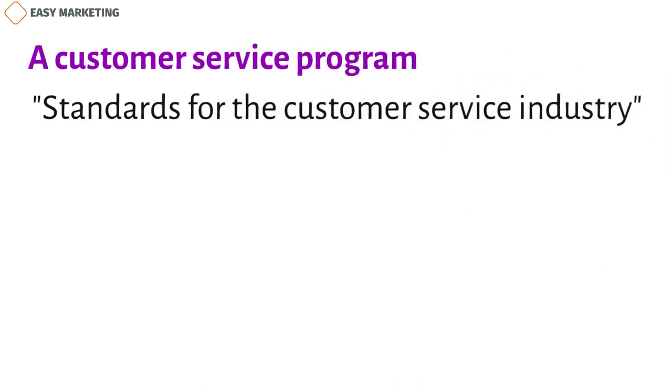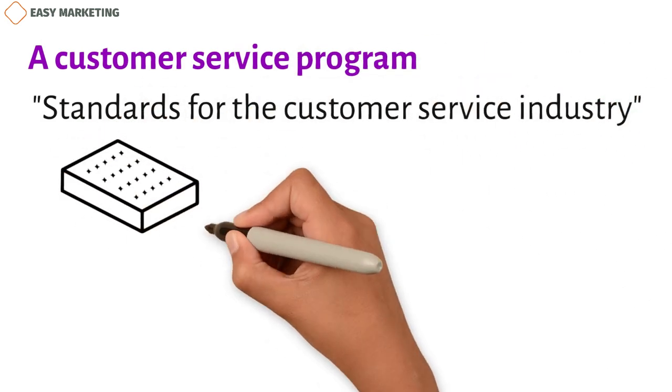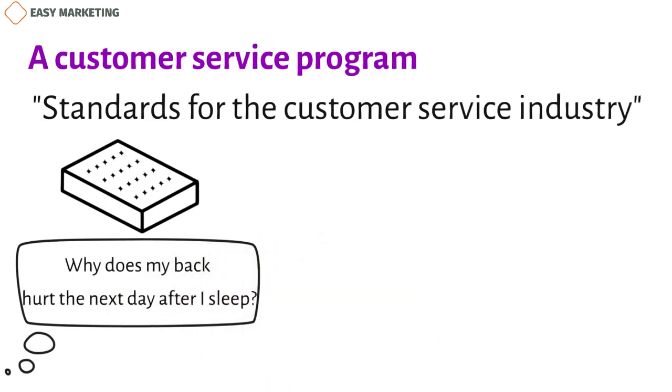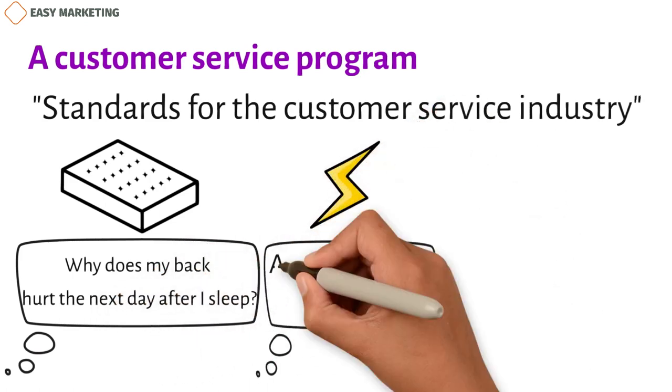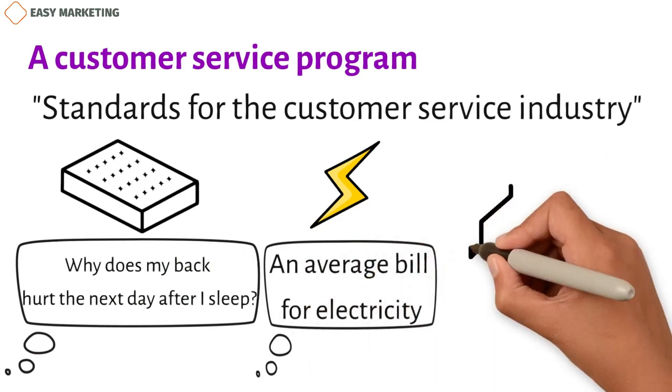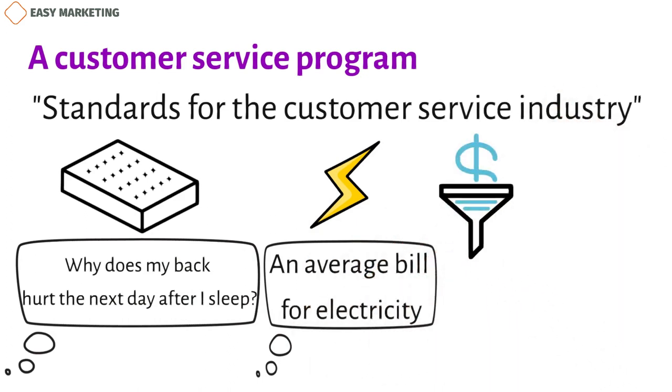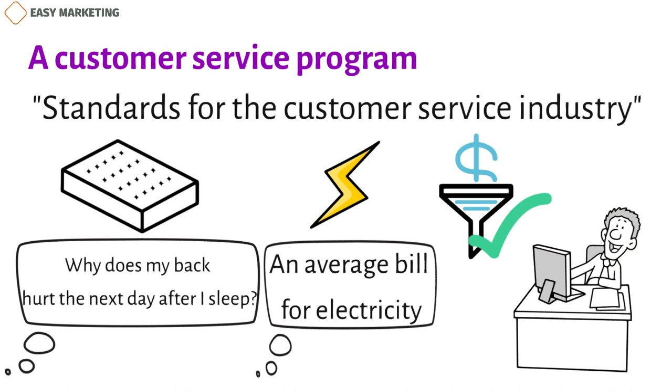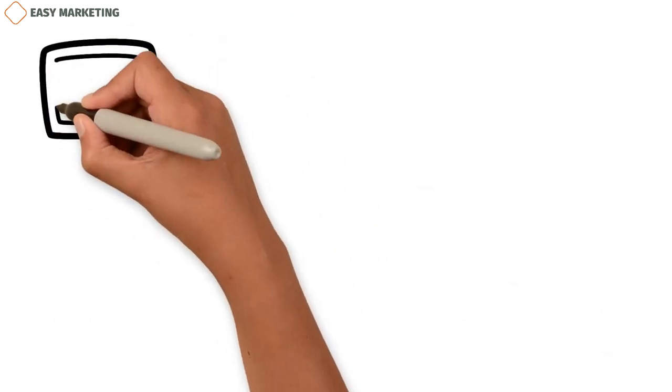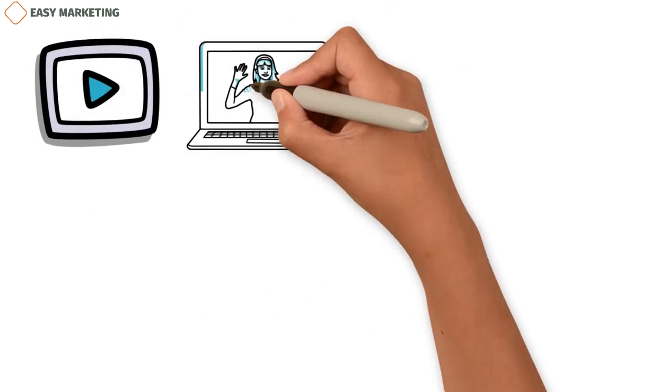A customer service program: standards for the customer service industry. A mattress store: why does my back hurt the next day after I sleep? Someone who sells electricity: an average bill for electricity. At the top of the sales funnel, your prospect wants to be sure that your solution is the best one for their problem. From a digital marketing point of view, potential customers want content that is easy to find and will help them learn about things that are important to them. This could be blog posts, videos, or even quizzes.